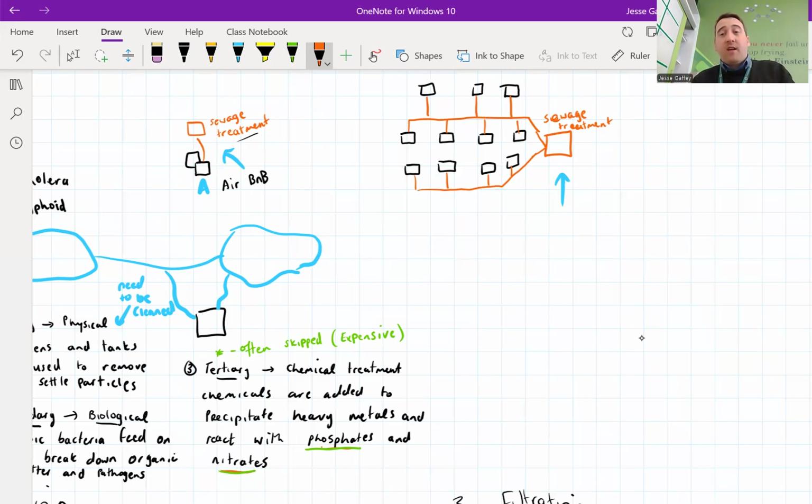maybe a lot of funny smells in the town, obviously smells of sewage, where the system is getting overwhelmed, it's overflowing, the tanks are overflowing. You might get a lot of blockages.